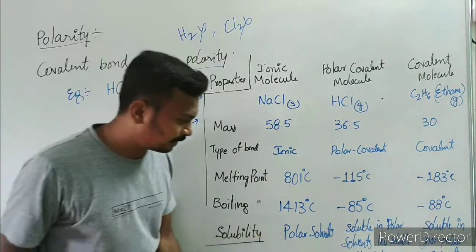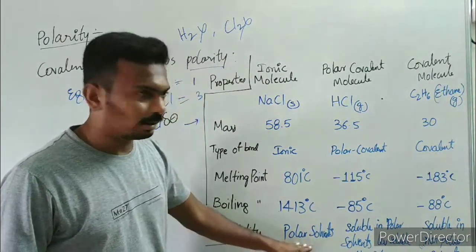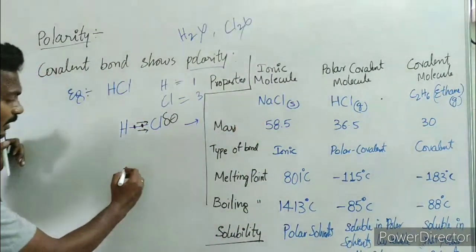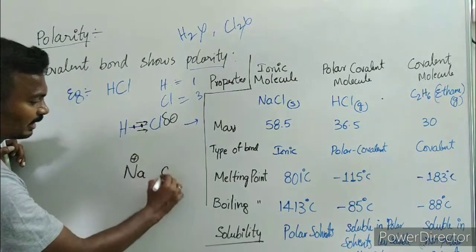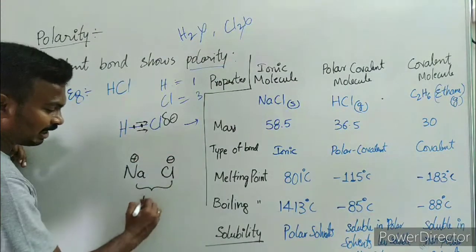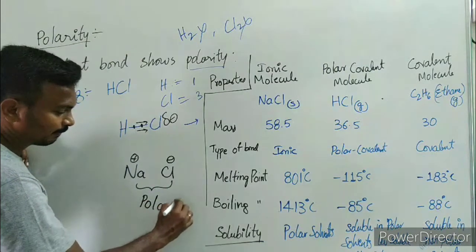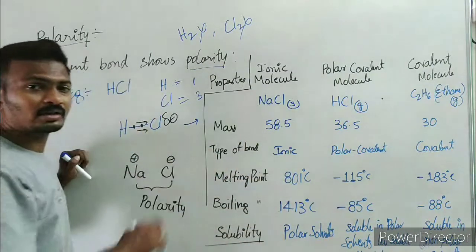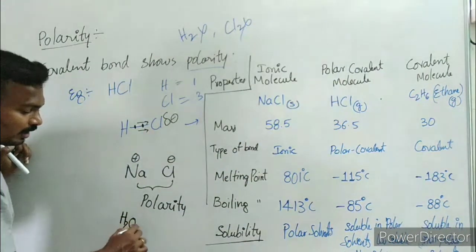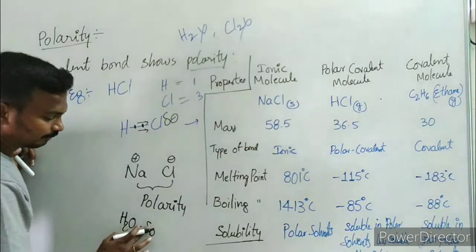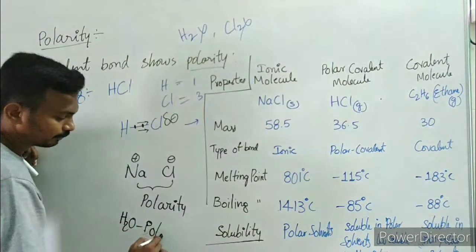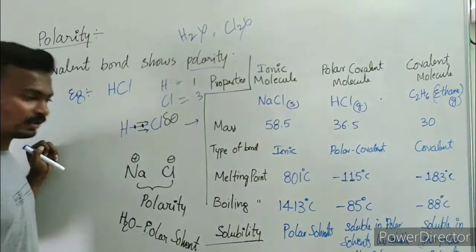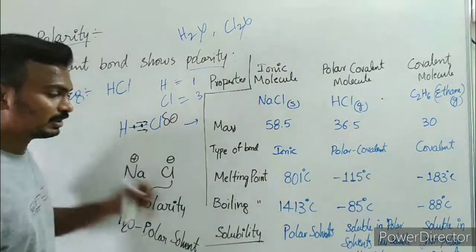Solubility. Coming to the solubility, these are soluble only in polar solvents. If you look at NaCl, this is completely polar with Na plus and Cl minus. There is a clear polarity in them, right? Due to the clear polarity, they are soluble only in what kind of solvents? Polar solvents like water. Water is a polar solvent. In such polar solvents only they are soluble.